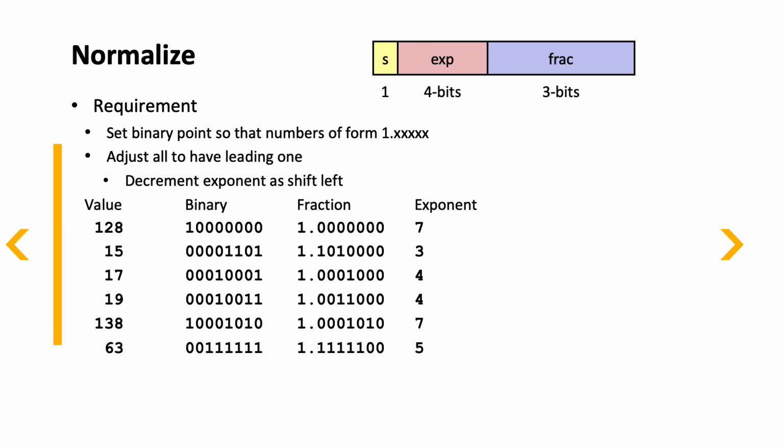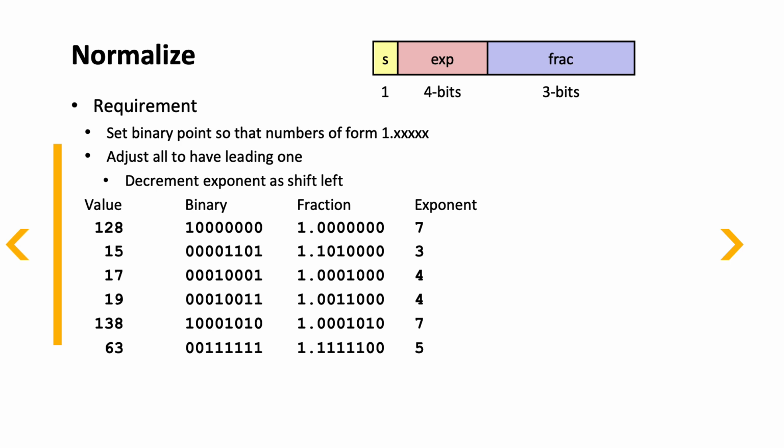Step 1, we normalize. That just means that we're going to set the binary point so that the numbers have the form 1 point whatever else is left. So when we adjust all of these to have a leading 1, we have to decrement the exponent as we shift left. Since we're dealing with 8-bit binary representations, let's assume that the exponent would baseline at 8. Let's pretend that the binary point is to the left of the most significant bit of each of these raw binary representations. So every time we shift left, we decrement the exponent.